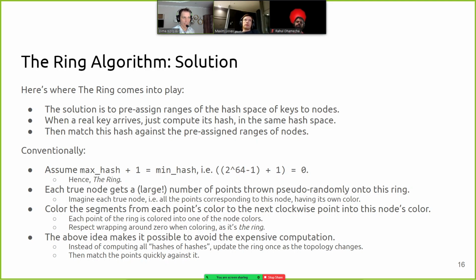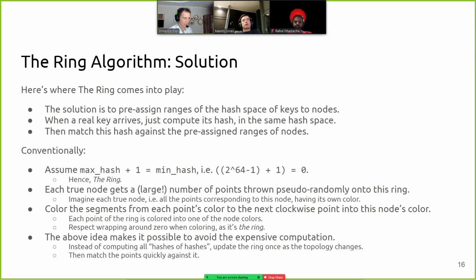And then in order to answer the question, to which node should a certain key belong, all you need to do is compute the hash of this key, and you look at the color of the respective point on this now colored ring. That's actually it. That's all the magic.